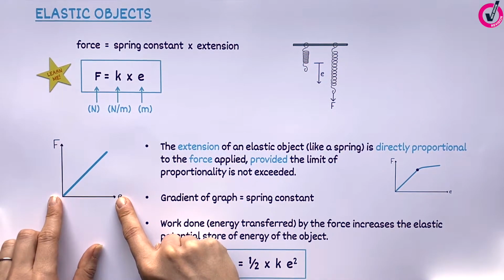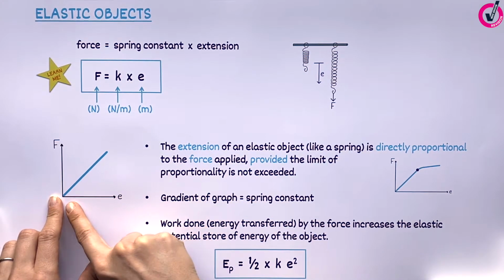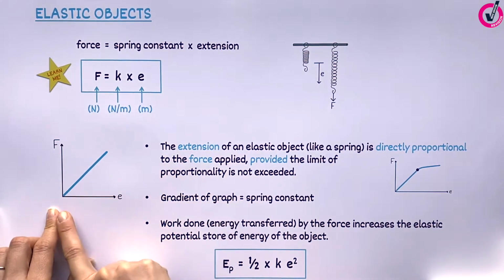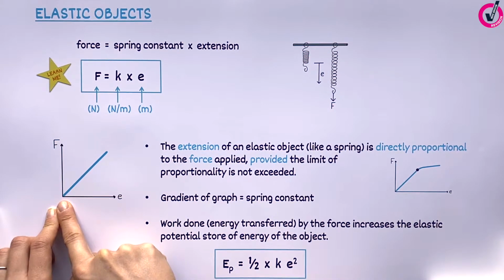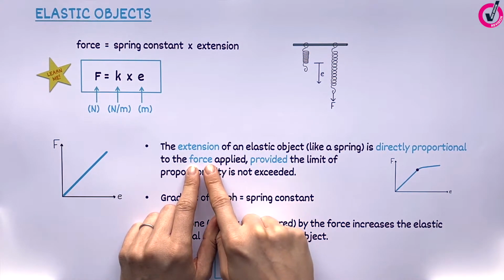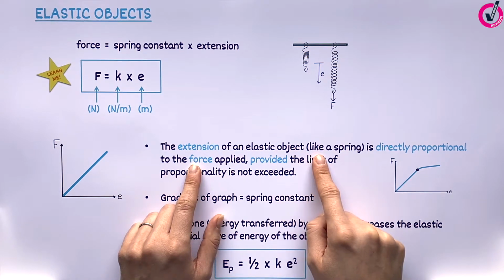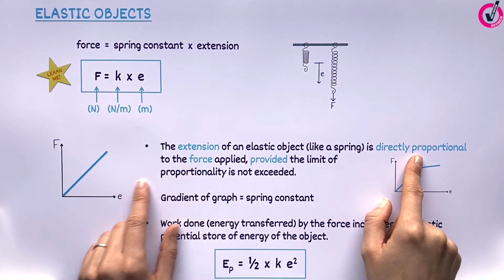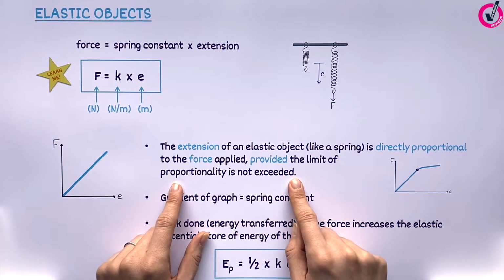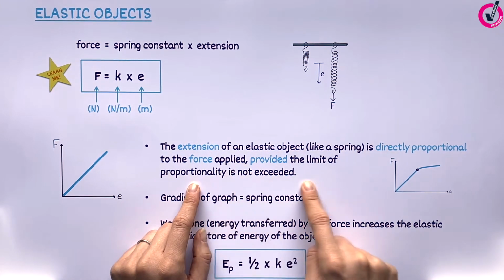A graph of force against extension for an elastic object looks like this. The first thing to note is that it's a linear relationship and the line passes through the origin, which gives us an important law of physics. The extension of an elastic object like a spring is directly proportional to the force applied, provided the limit of proportionality is not exceeded. What does this last bit mean?